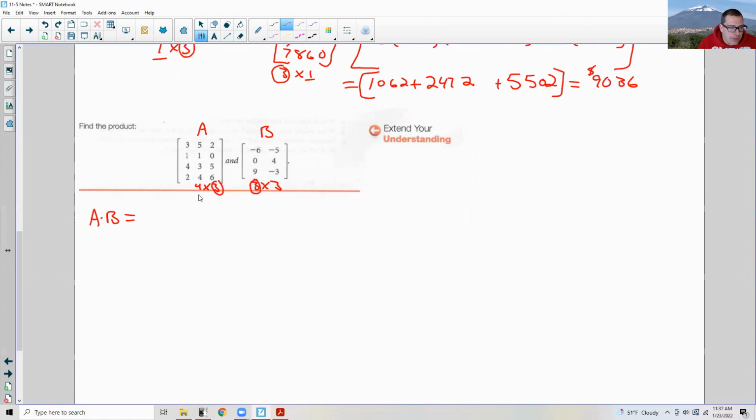So we can do it. We're going to get a 4 by 2 solution. Whoops, it's supposed to be 2. This is a 3 by 2. So we're going to get a 4 by 2 dimension product matrix.